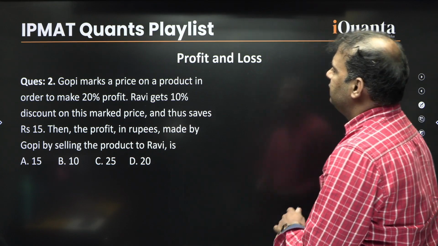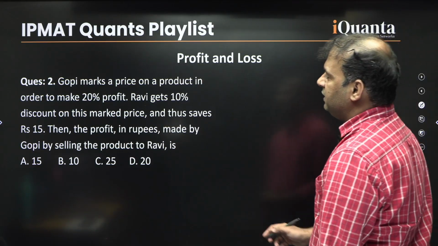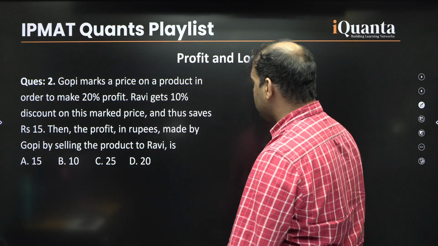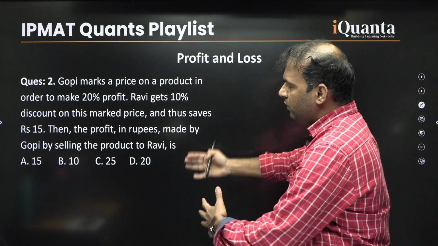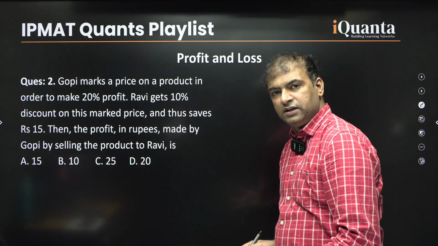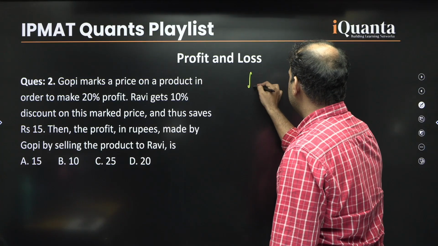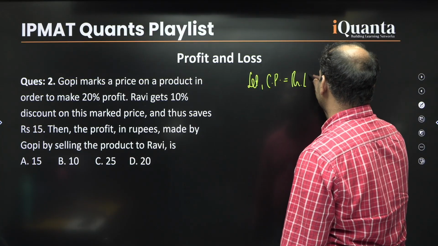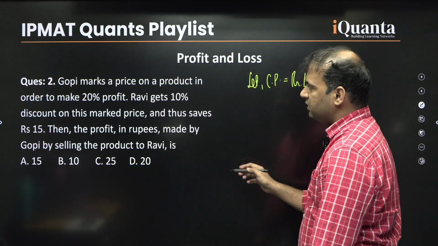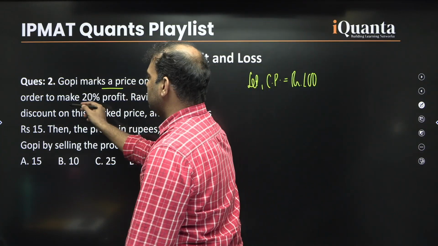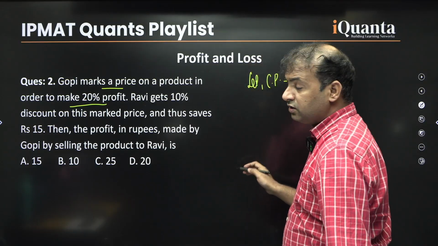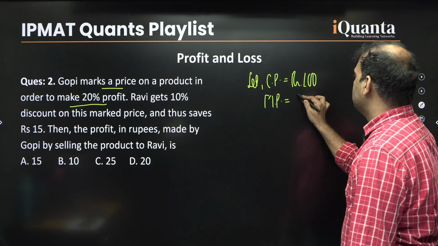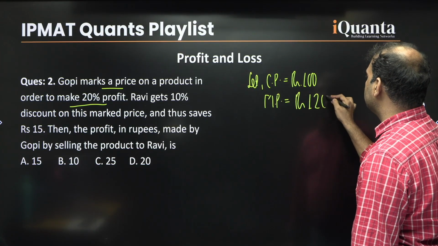So first thing, Gopi marks a price on a product in order to make 20% profit. Because no actual number is given, we should start with an assumption. Let's say the cost price of Gopi is rupees 100, just an assumption. Now what about the marked price? Because she marks a price on the product to make 20% profit, the marked price has to be 20% above this. Simple, that means it should be 120, 20% above the cost price.